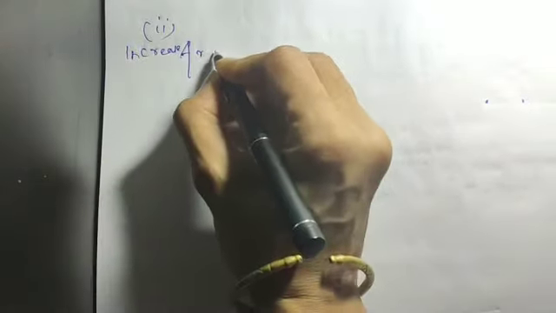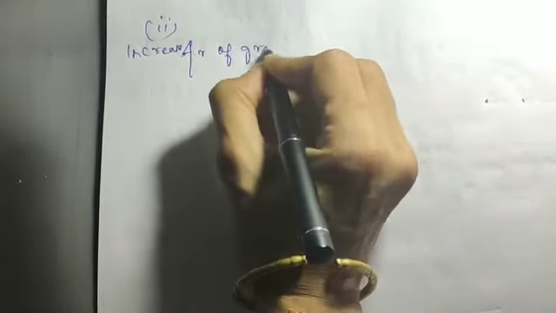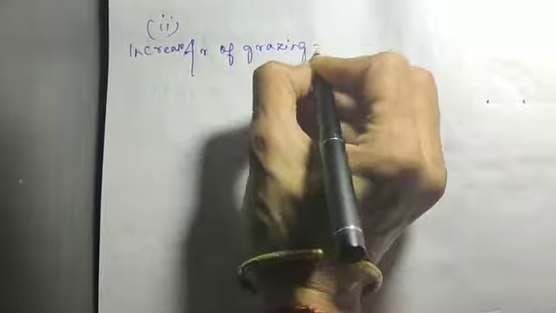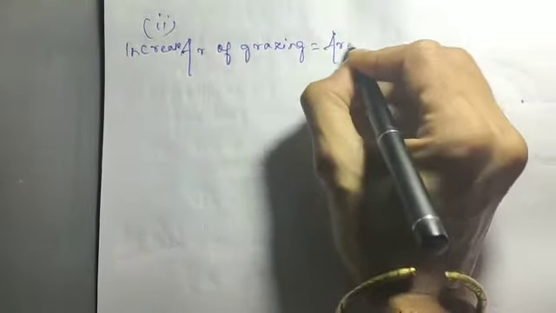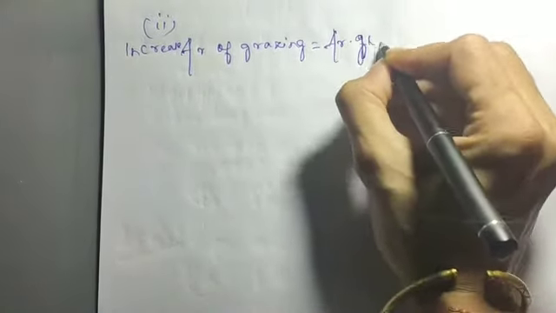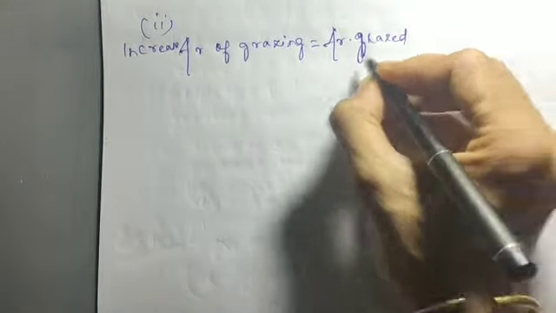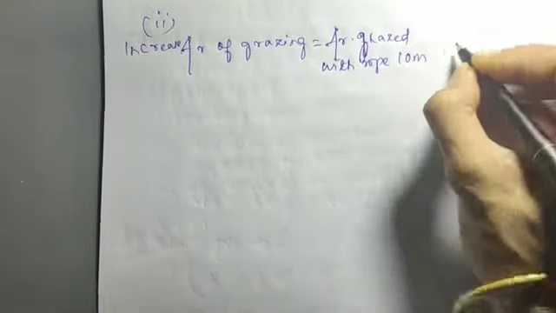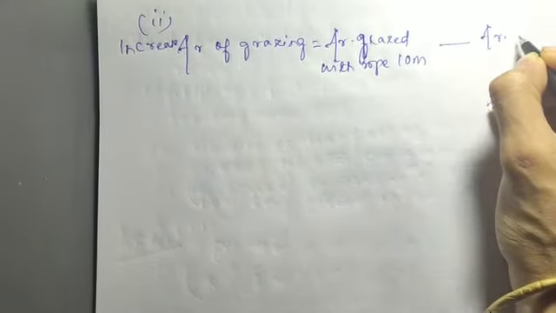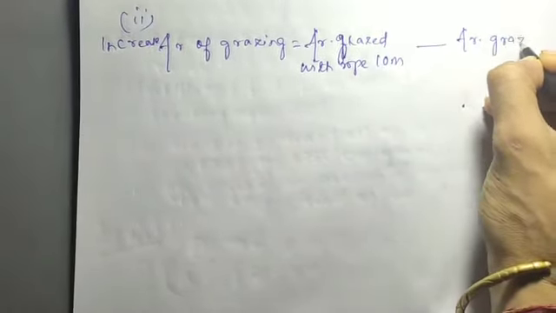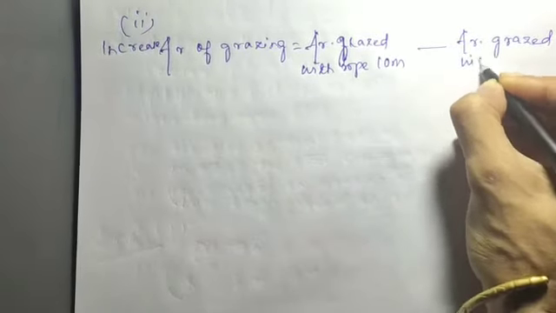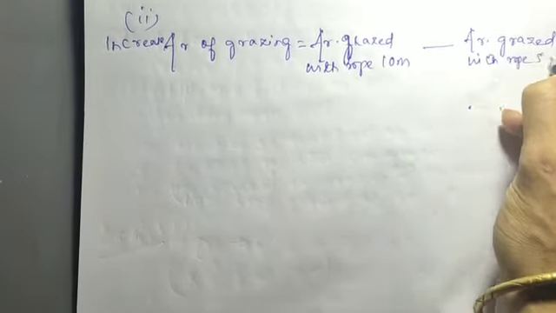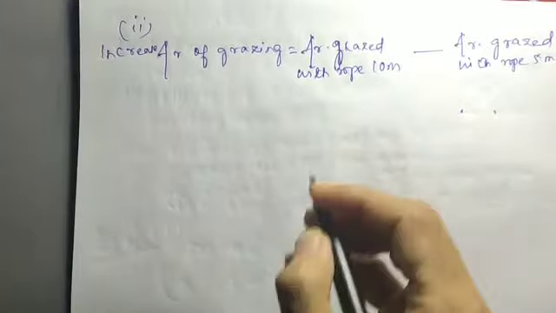Area increase of grazing is equal to area grazed with rope 10 meter minus area grazed with rope 5 meter. Done.